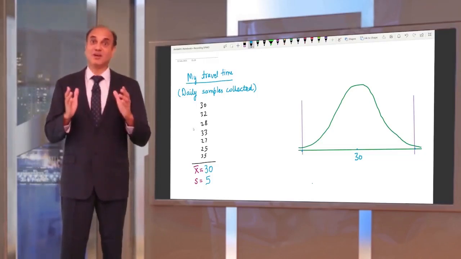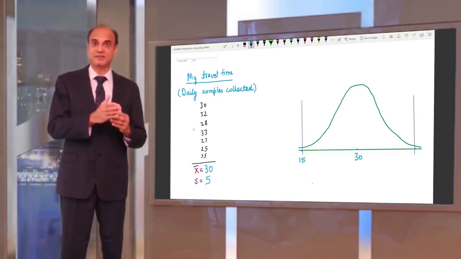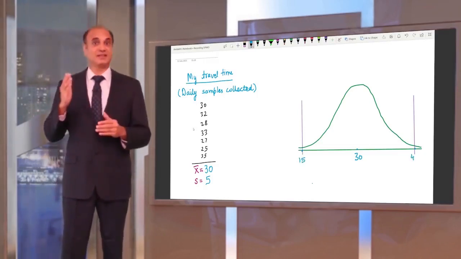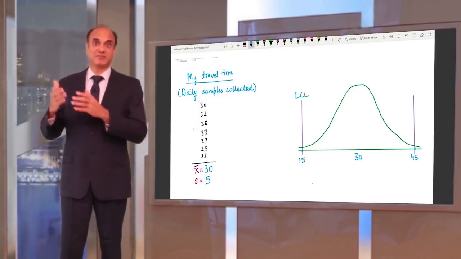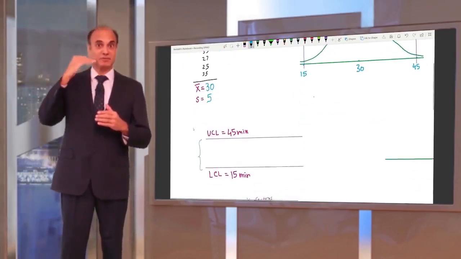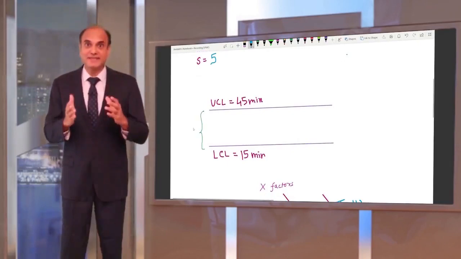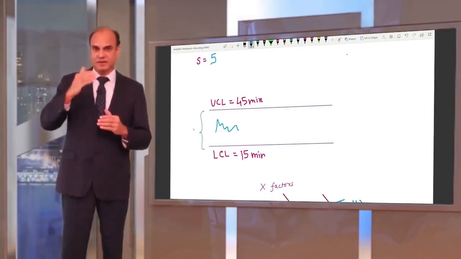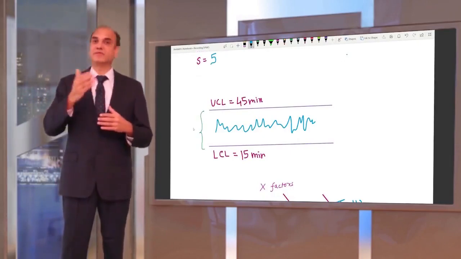Now, if I plot the data on a histogram, then the lower control limit would be -3 sigma limits, that will be 15 minutes, and the upper control limit would be 45 minutes, that is +3 times the standard deviation. So with the lower control limit being 15 and the upper control limit being 45, I can say that my travel time is going to vary between 15 to 45 minutes. So you can expect me to travel to my office every day between 15 to 45 minutes.